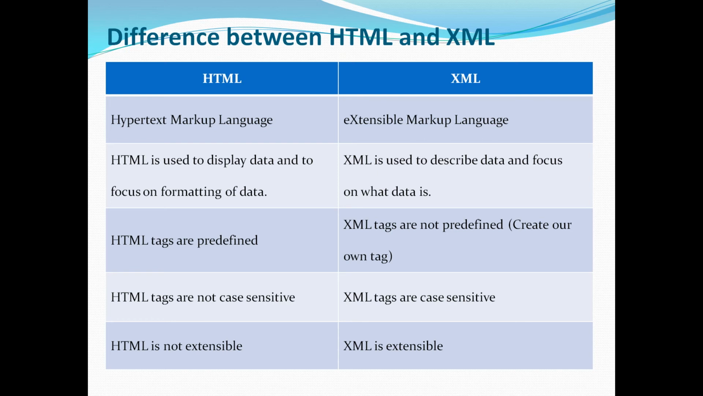But if we take XML, XML is used to describe data and focuses on what the data is. Mainly it is used to describe the data. In HTML, that is used to display the data, but XML is used to describe the data. HTML also focuses on the formatting of data, but XML focuses on the data.